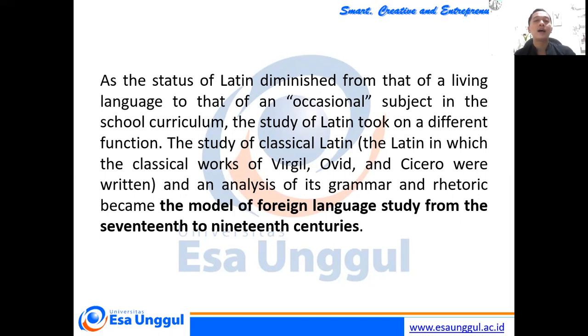Latin became an occasional subject in the school curriculum, and the study of Latin took on a different function. So when students studied Latin, they basically studied classical Latin, and analyzed grammar, analyzed rhetoric, for example, which became the model of foreign language study from the 17th to 19th centuries. So when English became the dominant language, English language teaching still followed how teachers taught Latin language learning.